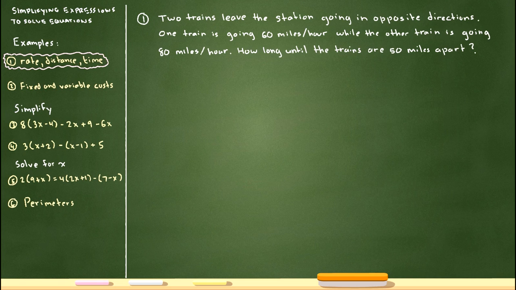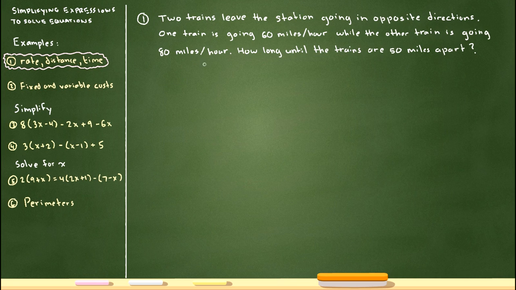So let's move on to number 1. It's a rate, distance, and time problem. We have 2 trains leaving the station going in opposite directions. One train is going 60 miles per hour, while the other train is going 80 miles per hour. How long until the trains are 50 miles apart? You may want to go ahead and read this a few times and write down the important information that we have.